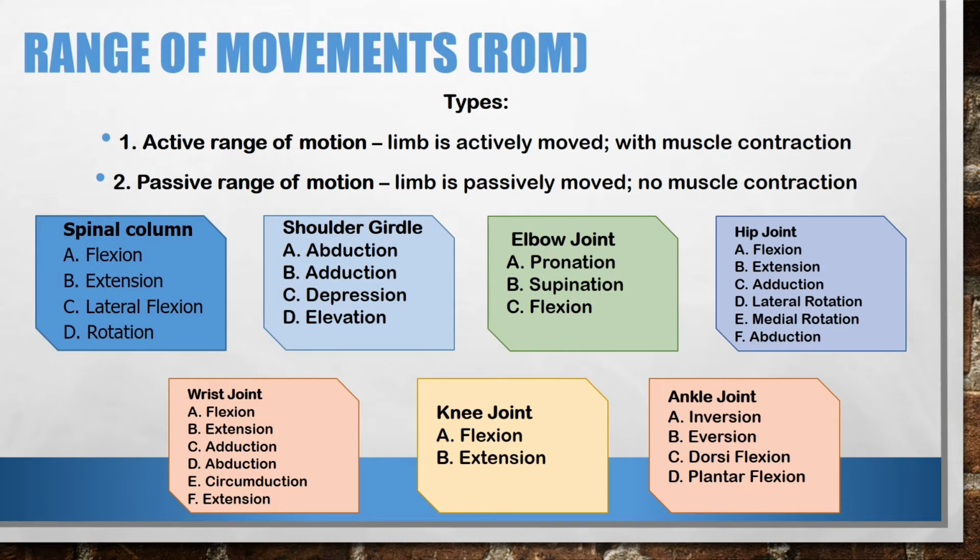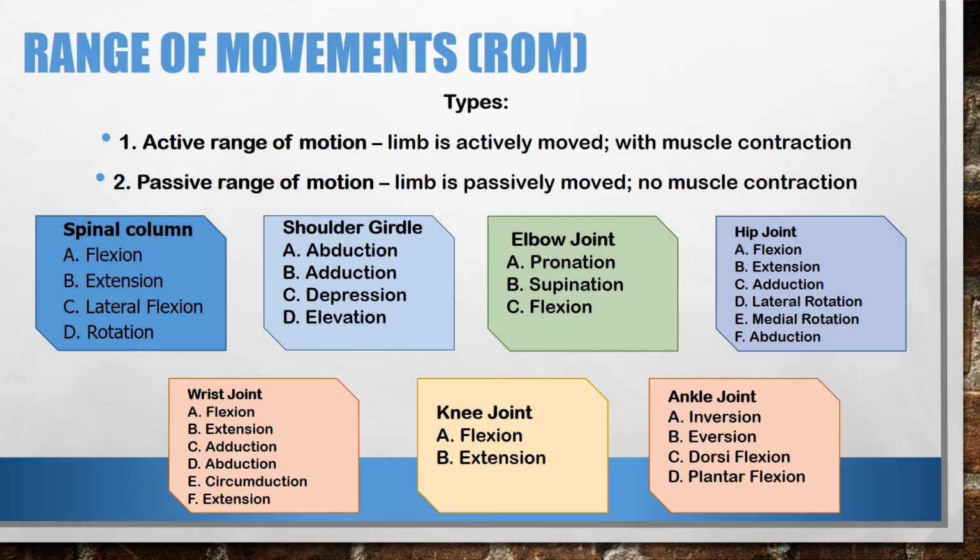Now we have the range of motions. There are two types. The active range of motion, where the limb is actively moved with muscle contraction. The passive range of motion, where the limb is passively moved and there is no muscle contraction.